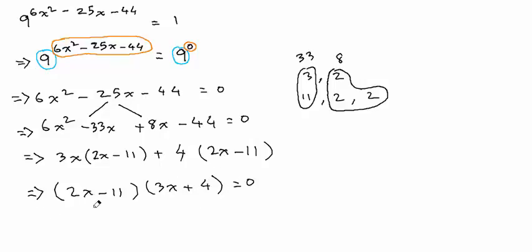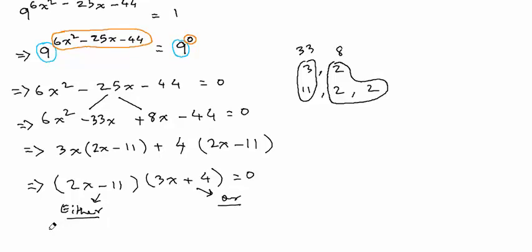So there you go, the either-or situation arises. Either this is 0, or this is 0. Either 2x minus 11 is 0, which means you take the 11 to the other side, you have 2x is equal to 11, divide both sides by 2, you get x is equal to 11 over 2, or 5.5.